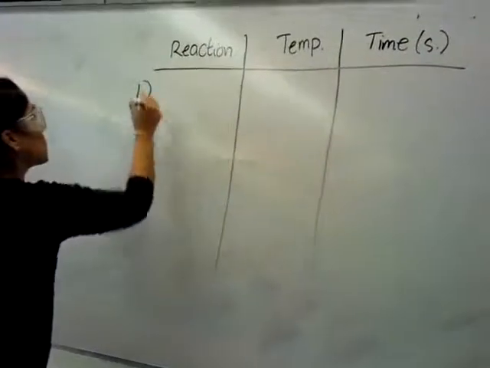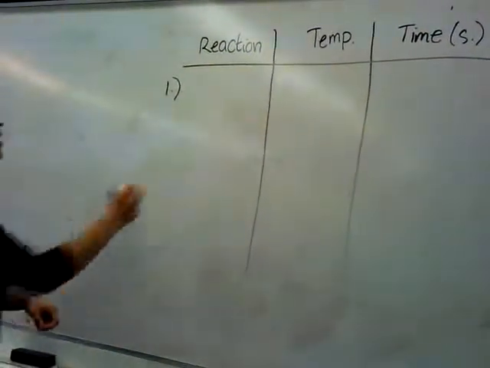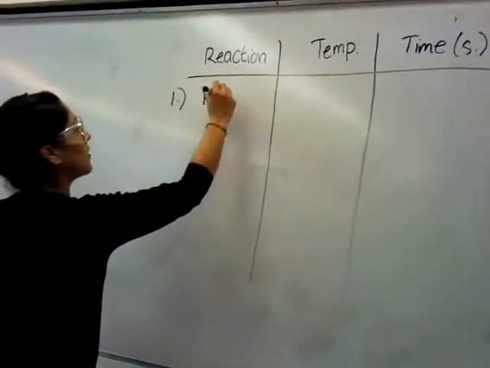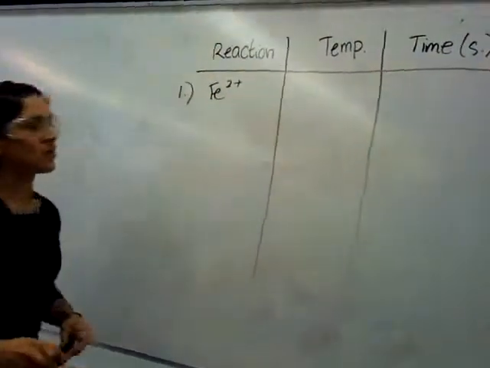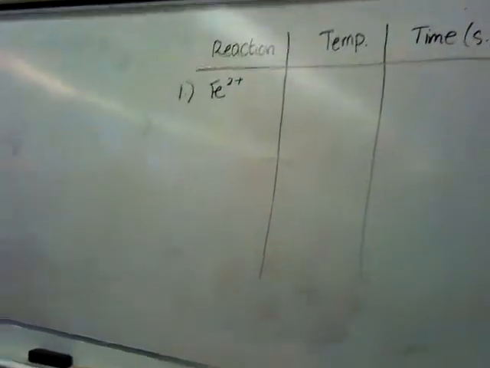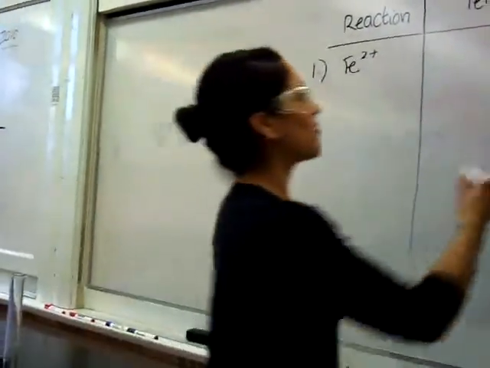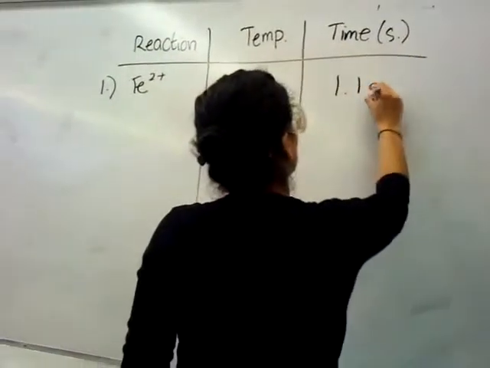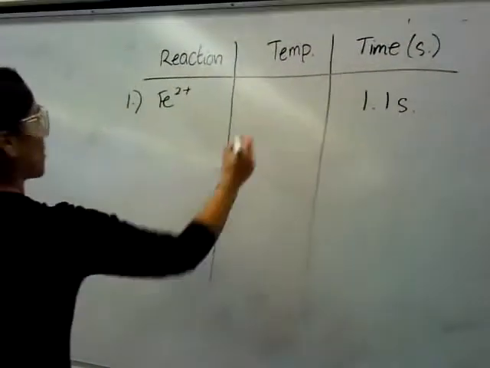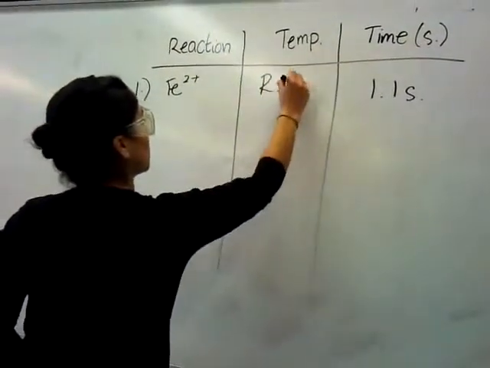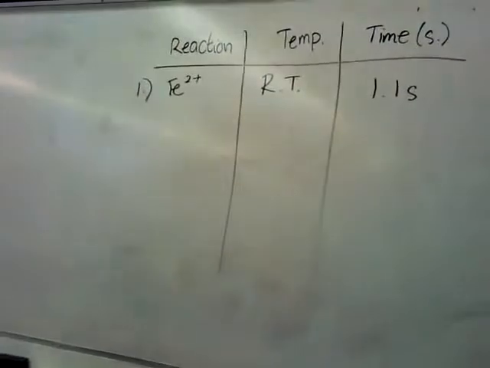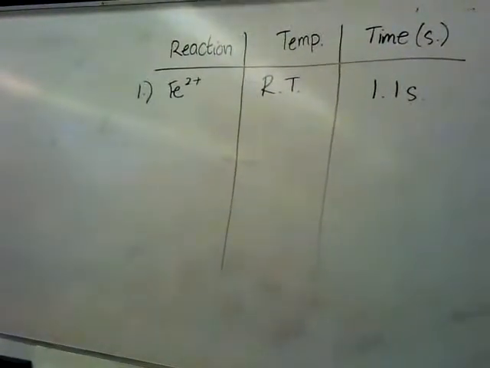Let's write these observations down. Our first reaction was with our iron solution, so I'm just going to write down the iron part. And what was the time again, Aaron? 1.1 seconds is how long it takes for the purple to disappear. And it's at room temperature, which I will write as RT. So that represents room temperature.